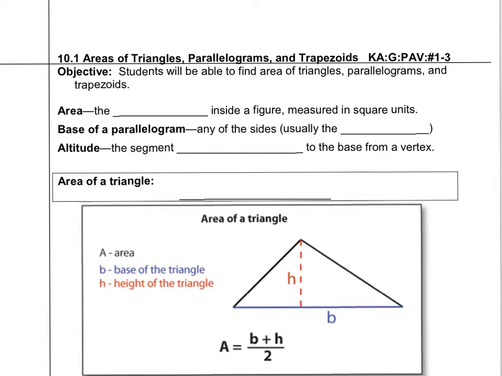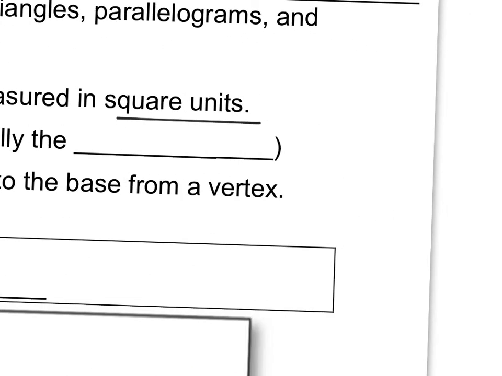In 10.1, area of triangles, parallelograms, and trapezoids, we're going to find the area of these figures. So area is basically the space inside a figure, or the space a shape takes up, and we measure that in square units. What do I mean by square units? If we have a square that's 1 by 1, then this is 1 square unit. This area in here is 1 square unit.